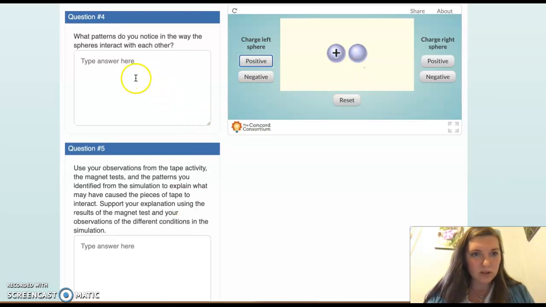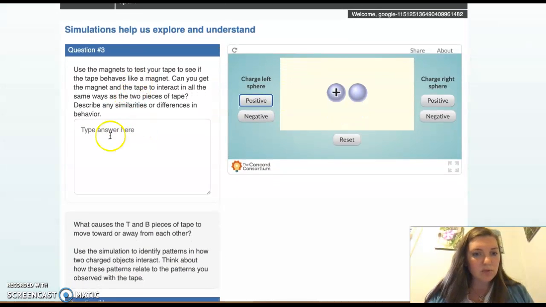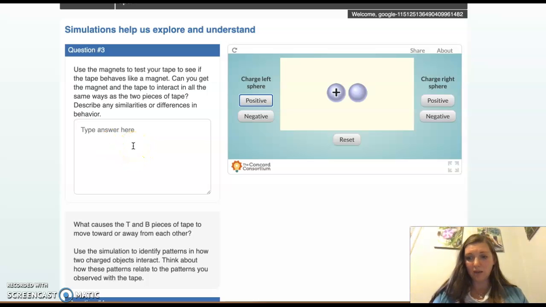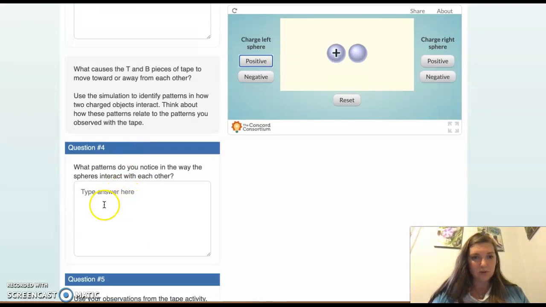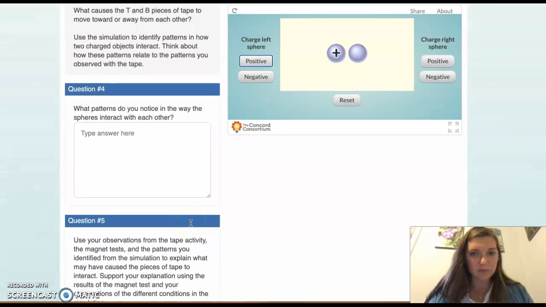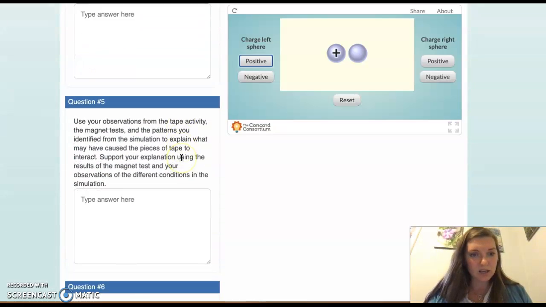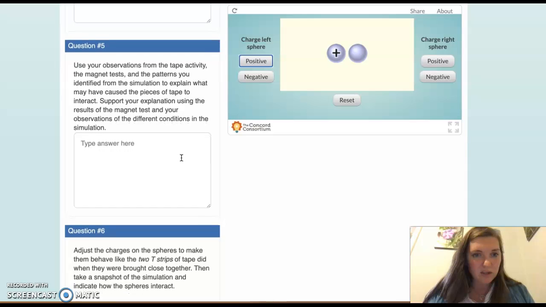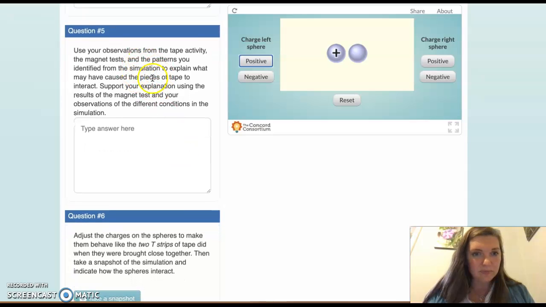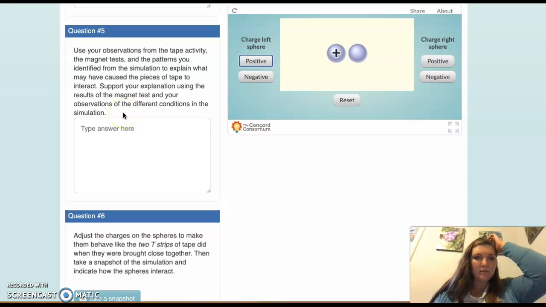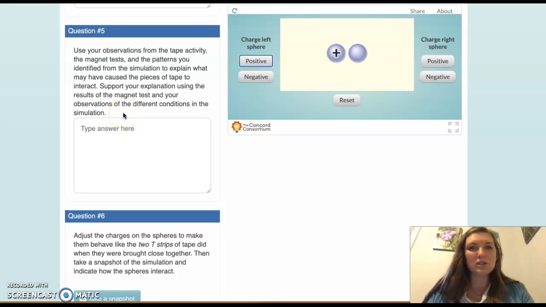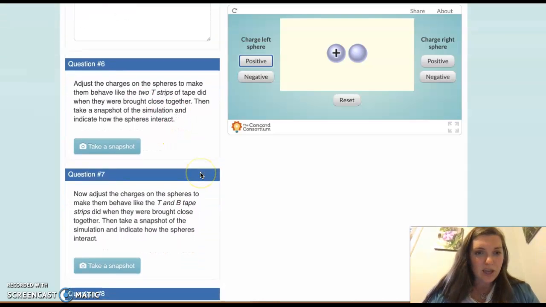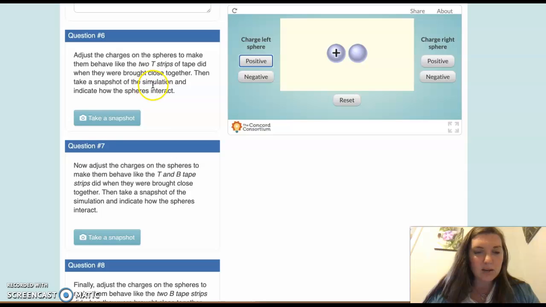So you're going to answer question number 3, which wants you to compare your tape to magnets. Then you're going to do question 4, which is just to talk about what patterns you see. Question 5 is, you're going to draw some conclusions about why these things, how they might be similar or different.